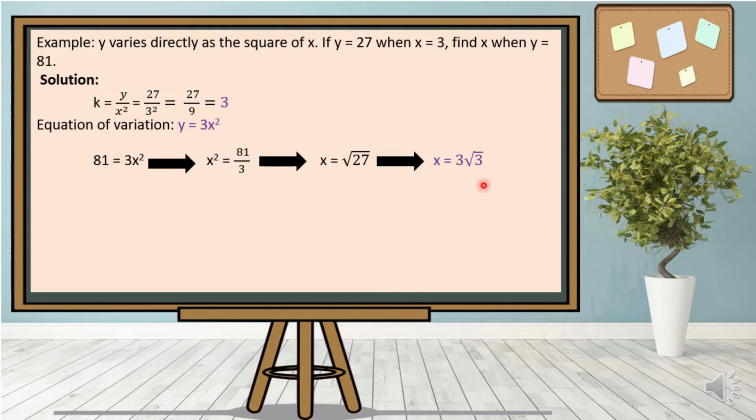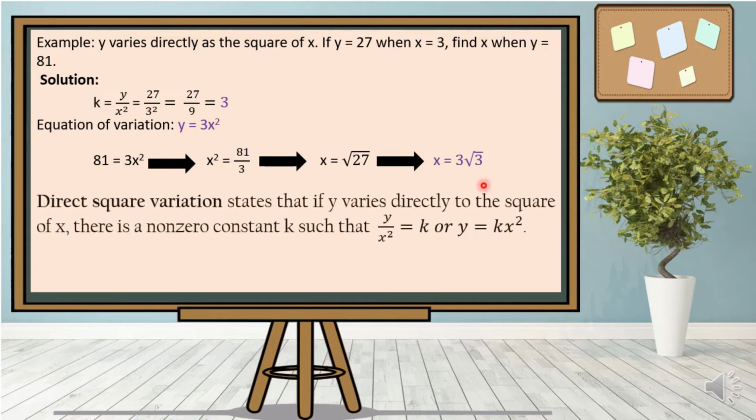This example is an example of direct square variation. Direct square variation states that if y varies directly as the square of x, there is a non-zero constant k such that y over x squared equals k, or y = kx squared.